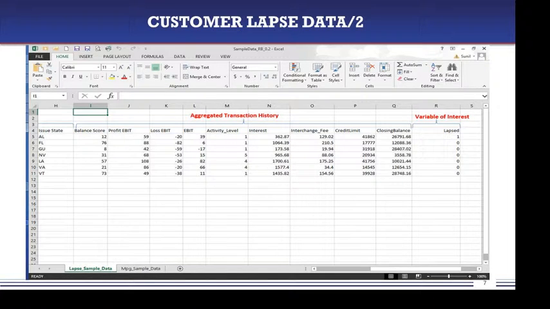On the right side of the screen, you can see what we label as variable of interest. And this is a variable that says lapsed, and we have ones and zeros. 1 would mean that the customer left, 0 would mean that they didn't leave.